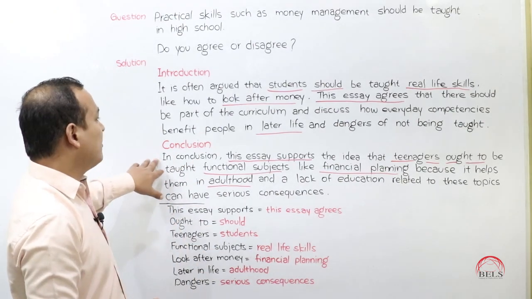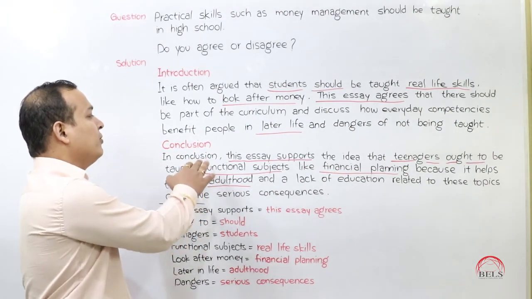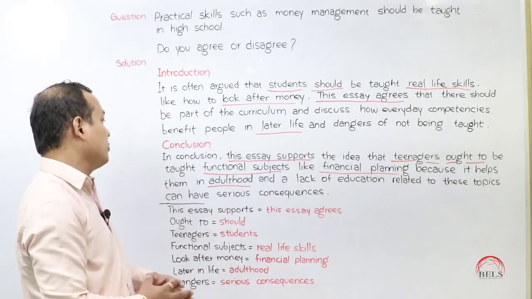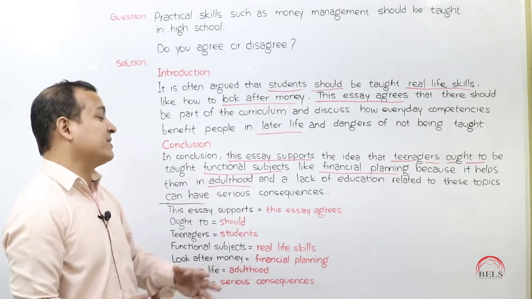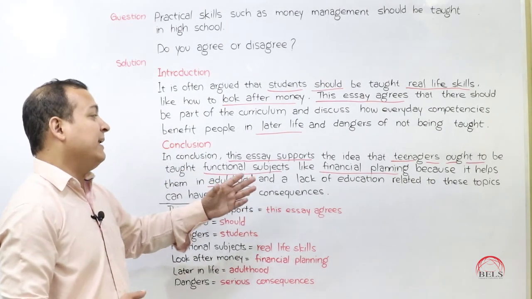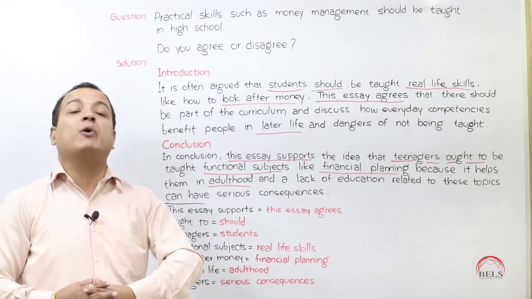You can see here, in conclusion, comma. This is very important, to use a formal line. In conclusion, this essay supports the idea that teenagers ought to be taught functional subjects like financial planning because it helps them in adulthood, and lack of education related to these topics can have serious consequences.